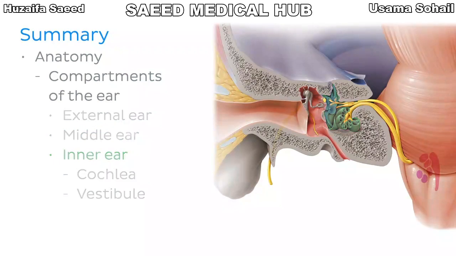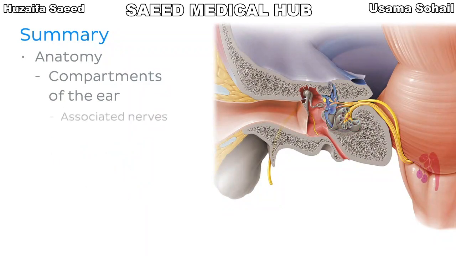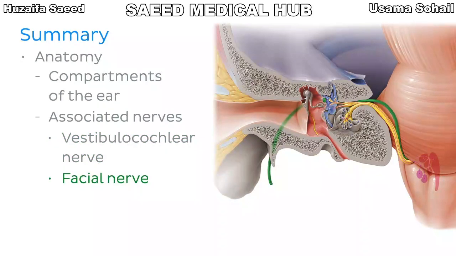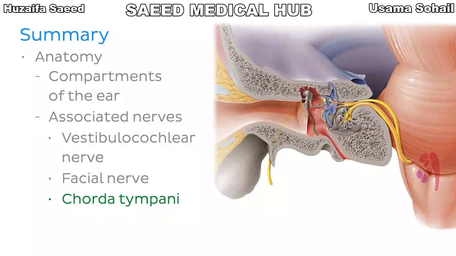The next thing we talked about within the section of anatomy is the associated nerves. Of course, our main nerve is the vestibulocochlear nerve, which is highlighted in green on our right, followed by the facial nerve, which is also known as cranial nerve 7, and like the vestibulocochlear nerve, passes through the internal acoustic meatus. The chorda tympani, which, as we mentioned, is a branch of the facial nerve and is involved with taste.